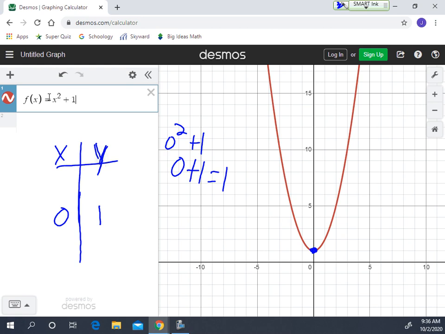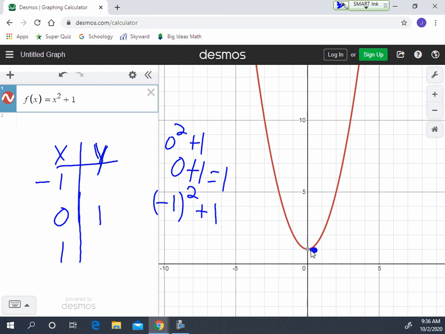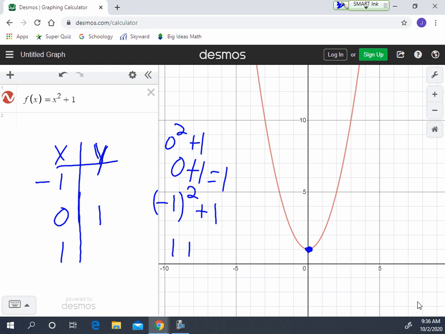Now what happens if we put negative 1 in for x and 1 in for x? Well, if we have negative 1 squared plus 1, negative 1 times negative 1 is 1, plus 1, well, that'll get us 2. So at negative 1, we have 2, negative 1, 2, right there. And at positive 1, we should have 2, right, because of our axis of symmetry.